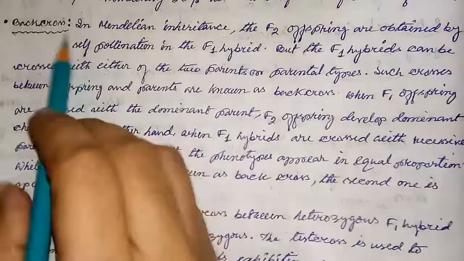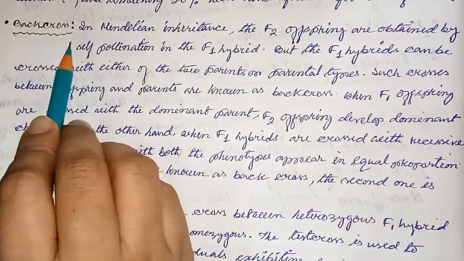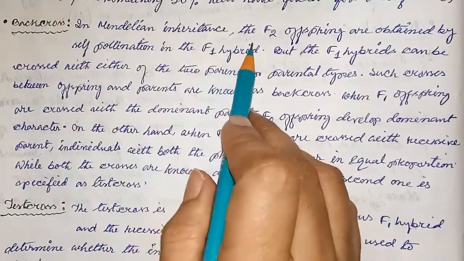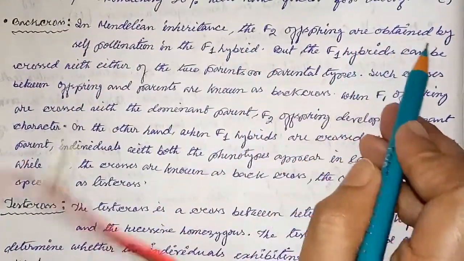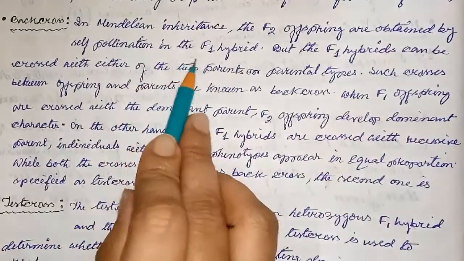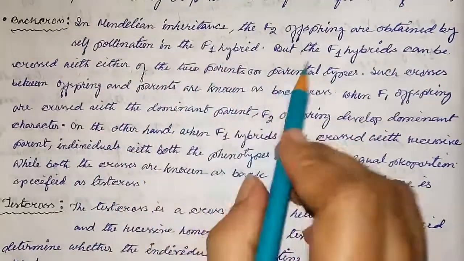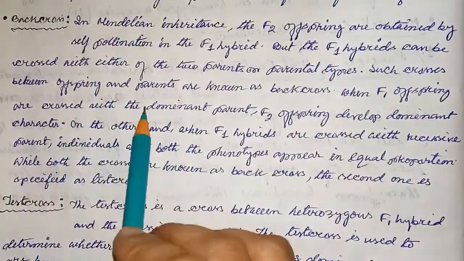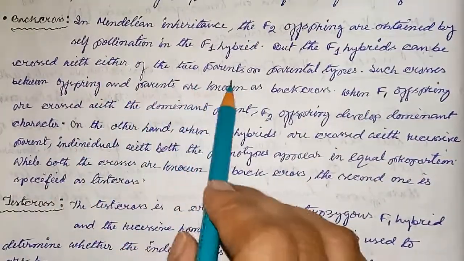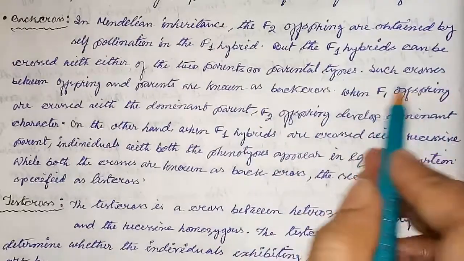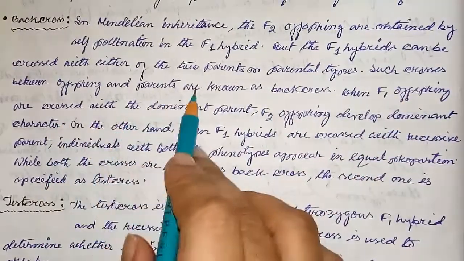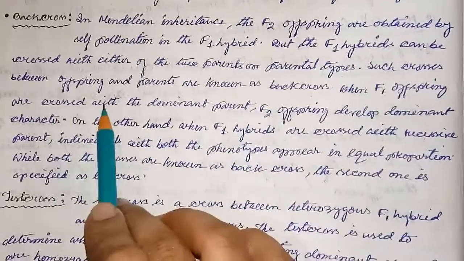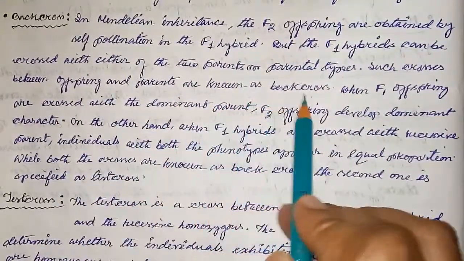Students, now backcross. What is backcross? In Mendelian inheritance, the F2 offspring are obtained by self-pollination of the F1 hybrid. But the F1 hybrids can be crossed with either of the two parents or parental types. Such crosses between offspring and parents are known as backcross.